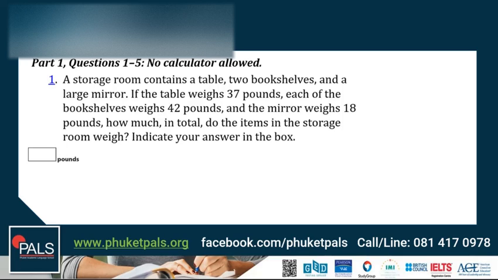How much in total means we need to add all the weights of all the items in the storage room. So first, the table, 37 pounds, plus bookshelves, 42 pounds, so 2 times 42 because there are 2 bookshelves, plus the mirror weighs 18 pounds, and the total is 139 pounds. So 139.